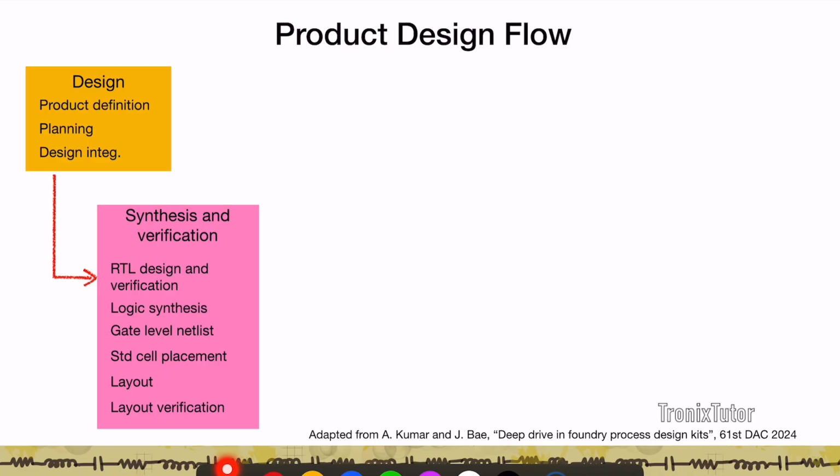happens. And that begins with an RTL design, followed by logic synthesis. Based on that logic level design, a gate level netlist is generated, followed by which you have a standard cell placement and a layout done. Once the layout is done, then verification occurs to ensure that the layout matches the RTL design.